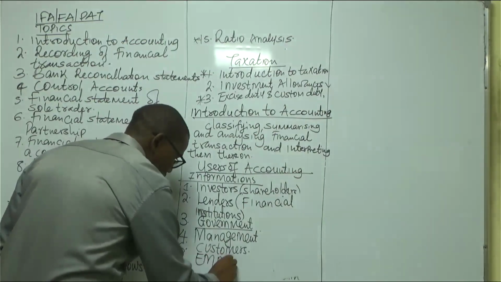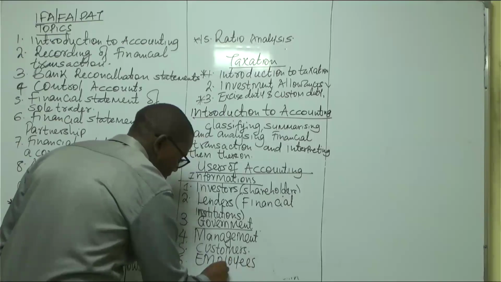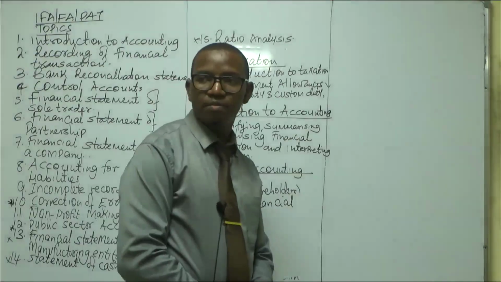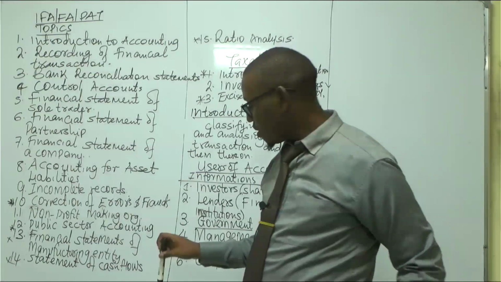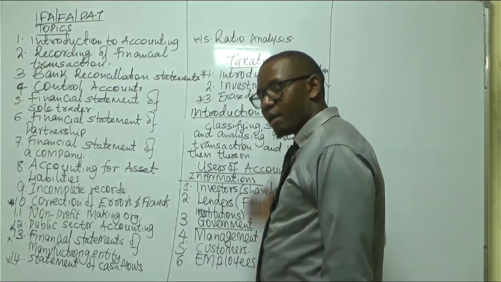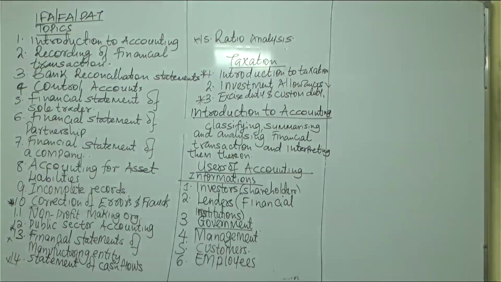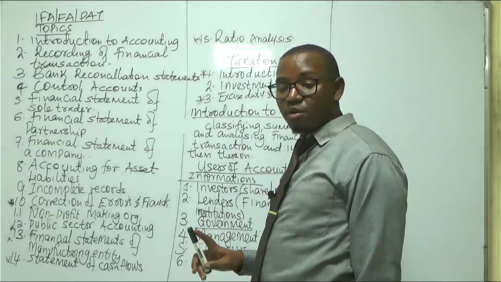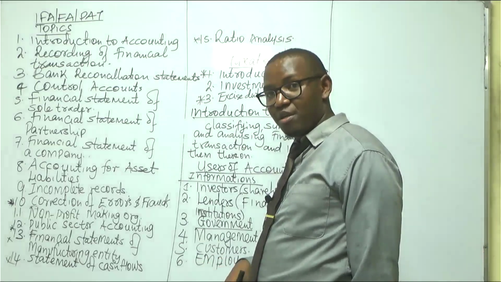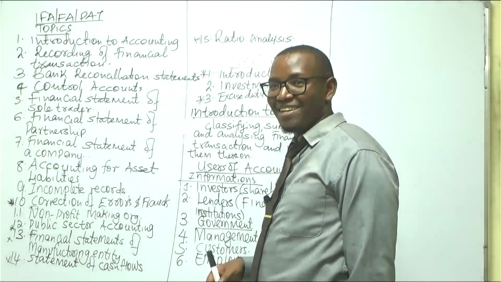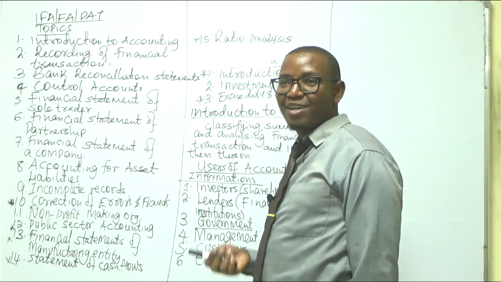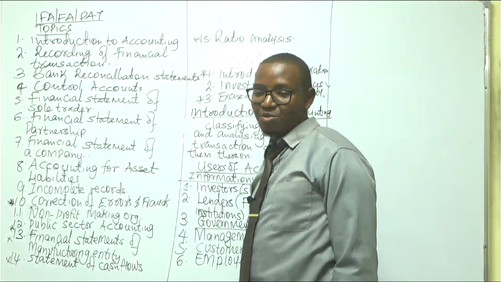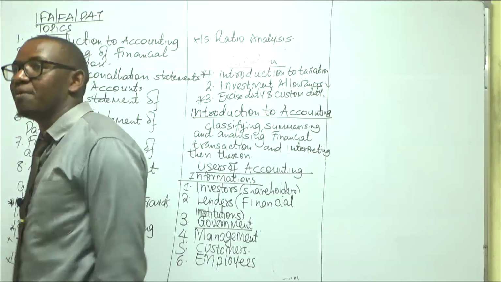The other one is also the employees. Now, why will the employees require the accounting information? It is to help them negotiate for better terms of employment and also to determine the future of employment. It could be ending. The company is going bankrupt and you don't know. That is why you require the accounting information.